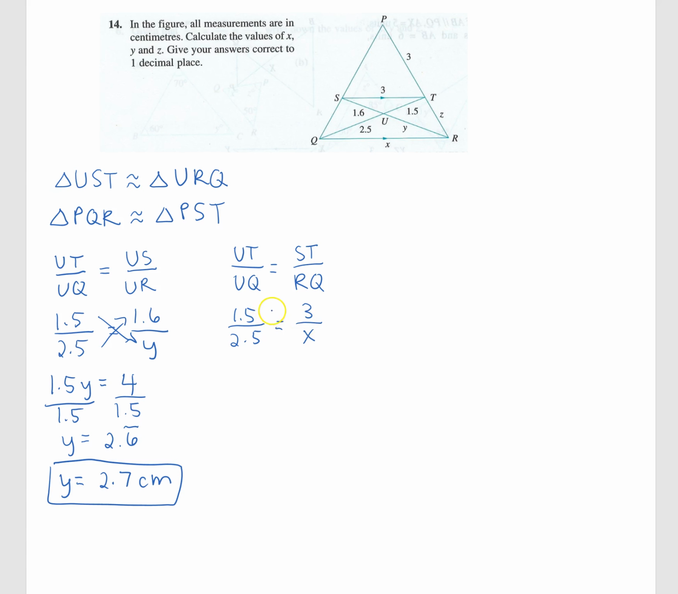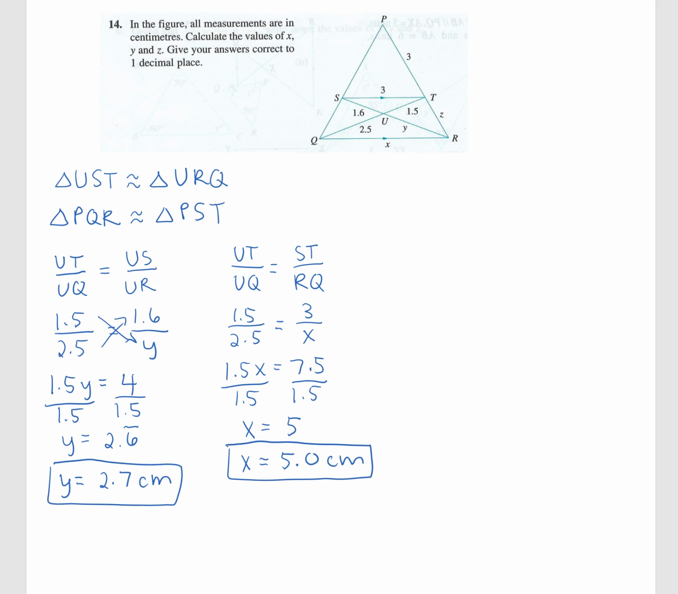So again, cross multiplying, 1.5 times X is 1.5X. 2.5 times 3 is 7.5. Dividing by 1.5 on both sides, you get X is equal to 7.5 divided by 1.5, which is 5. And so adding the units and giving it correct to one decimal place, that's 5.0 centimeters.